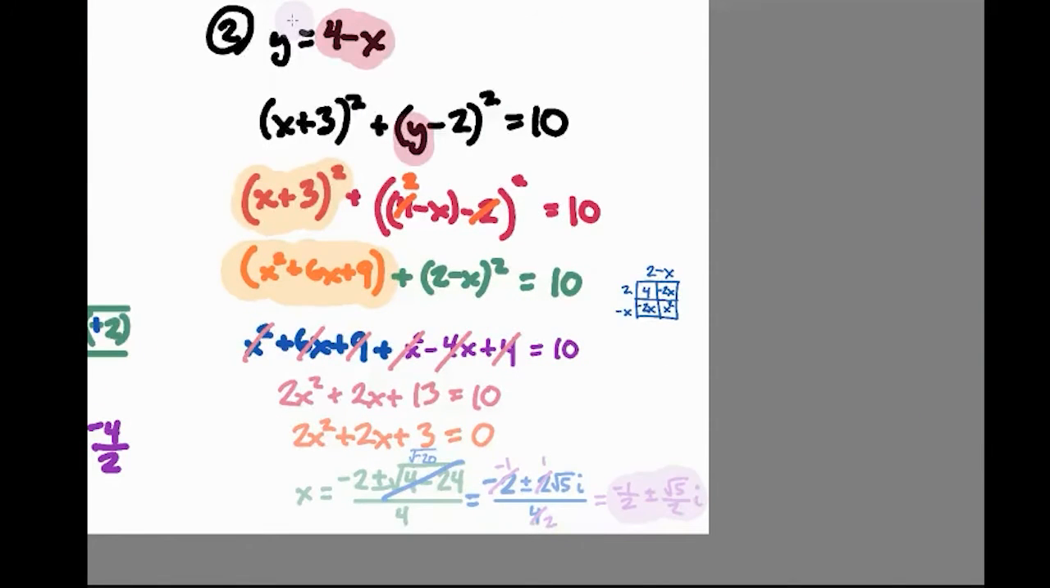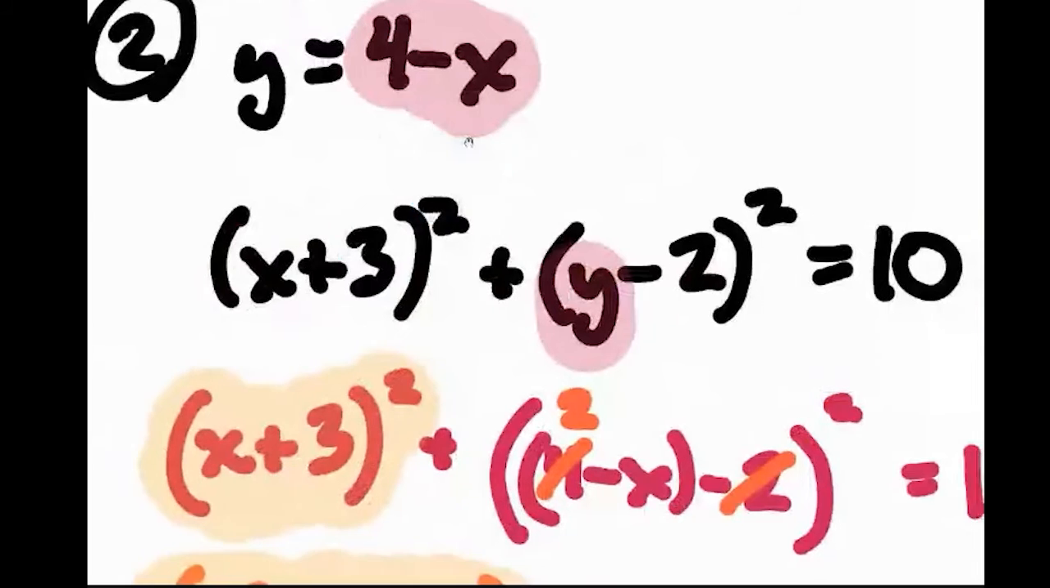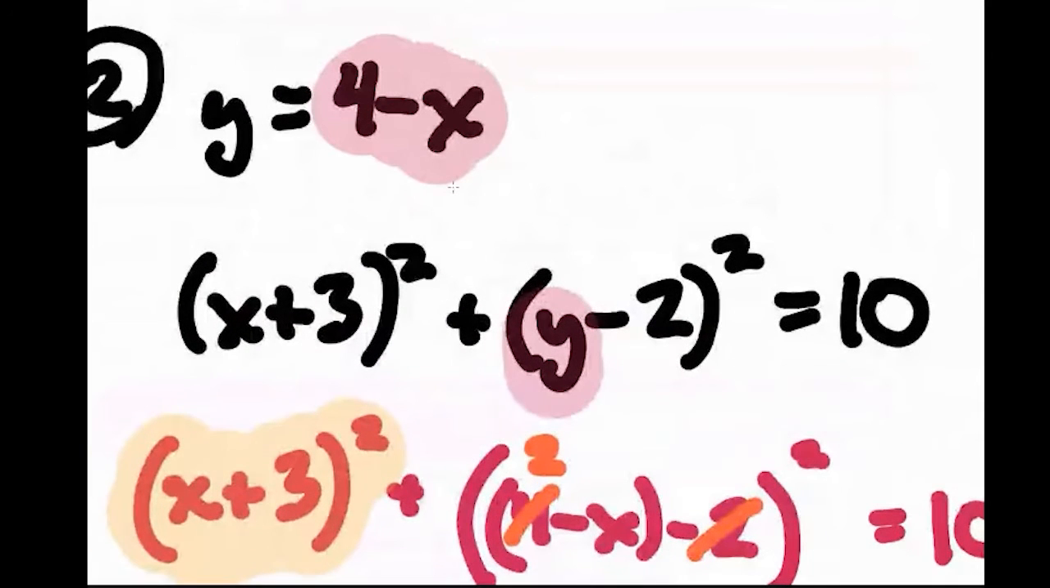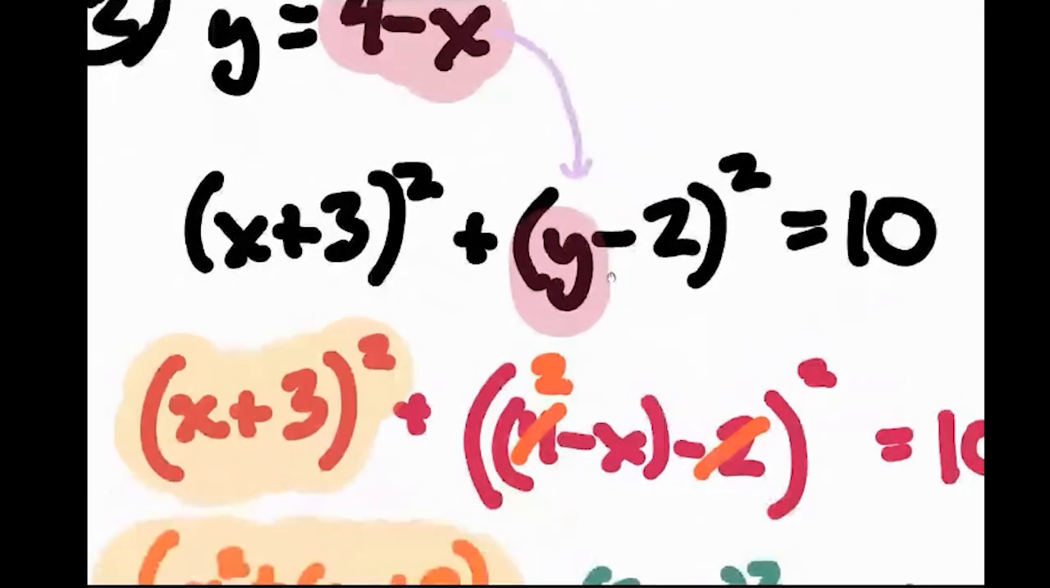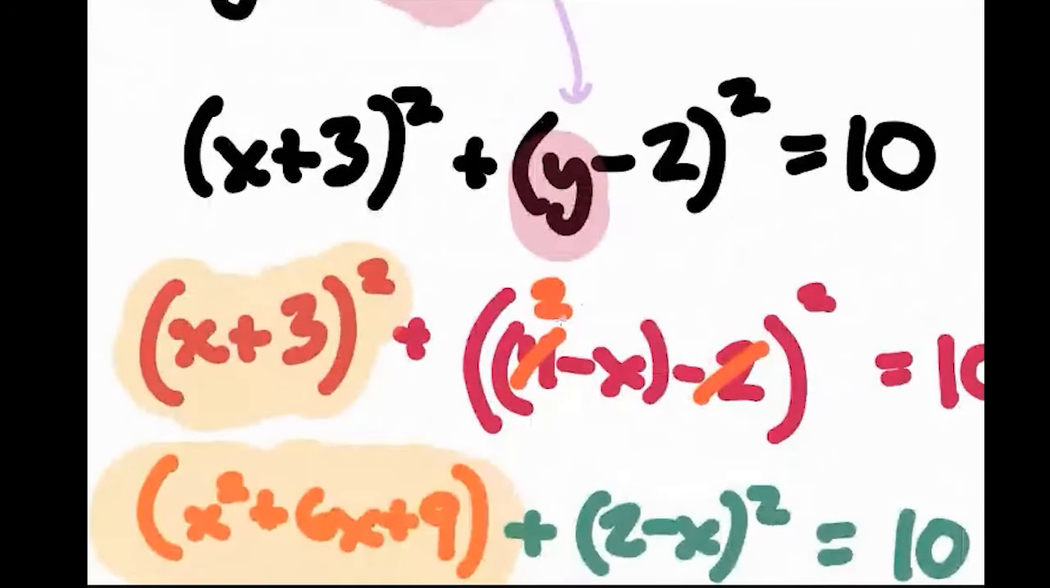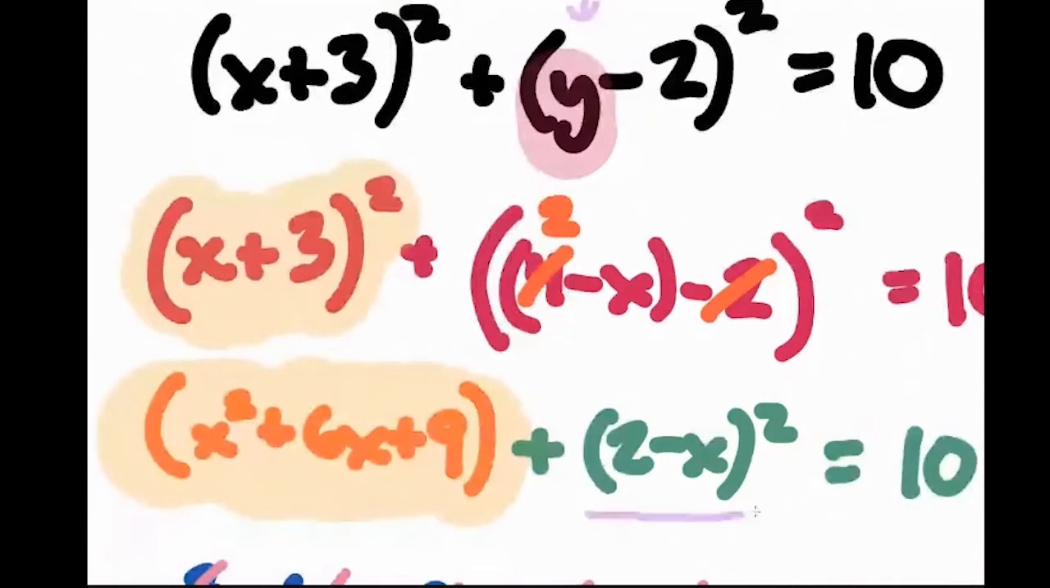So first thing I did, let's kind of go over this now. First thing I did was I substituted the y in. So I put a 4 minus x in there for that y right away. And then it was 4 minus x minus 2. So I did the 4 minus 2 to get the 2, and it's 2 minus x squared. So I wrote in the green right here, 2 minus x squared.